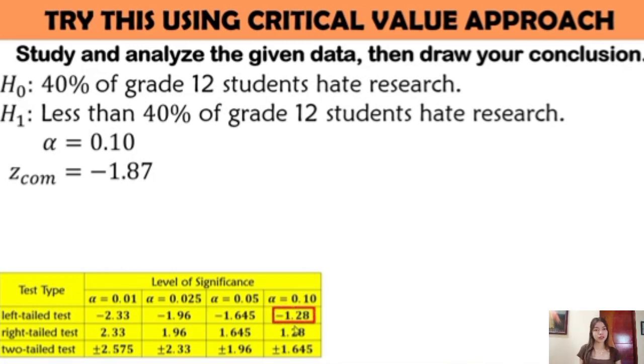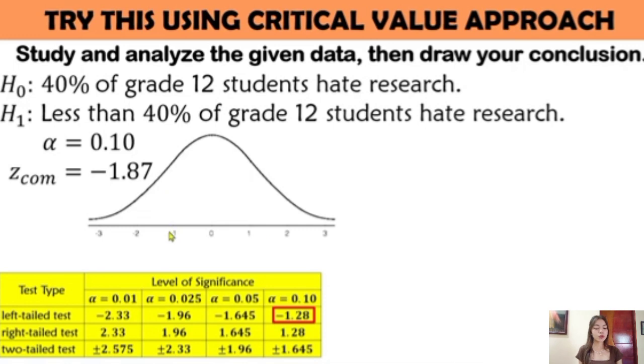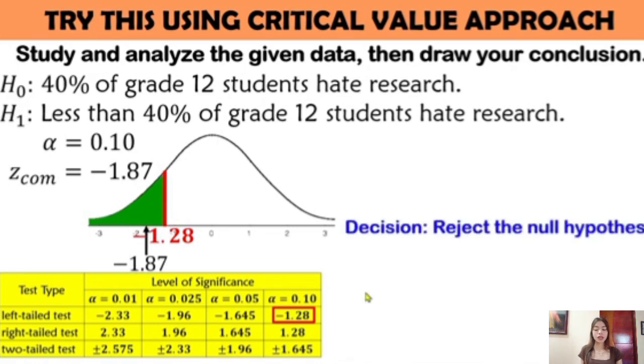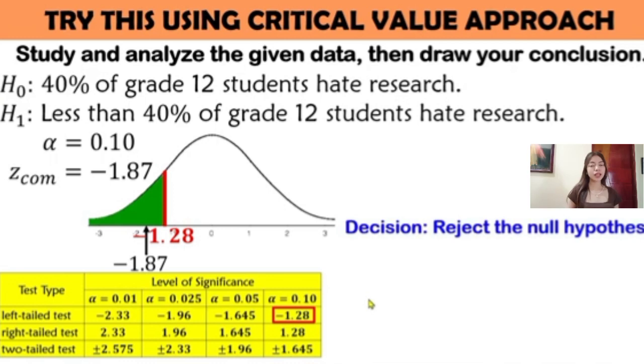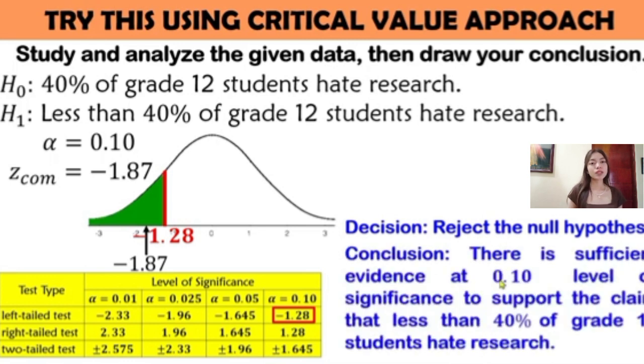So our critical value is negative 1.28. Let us plot that, somewhere here. Let us label it, and the rejection region is to the left. Now let us locate negative 1.87. It is somewhere to the left of the critical value and falls within the rejection region, so our decision is to reject the null hypothesis. Now how do we interpret our conclusion? Since we reject the null hypothesis, we have sufficient evidence. There is sufficient evidence at 0.10 level of significance to support the claim that less than 40% of grade 12 students hate research.